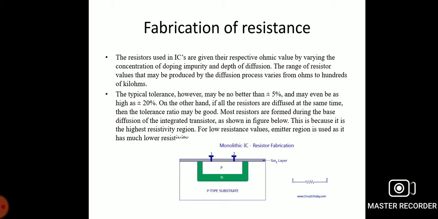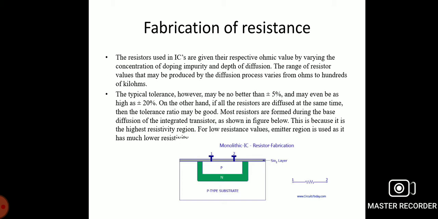The sheet resistances of the base and emitter diffusions are 200 ohms per square and 2.2 ohms per square respectively. For example, an emitter diffused strip of 2 wide and 20 long will offer a resistance of 22 ohms. For higher values of resistance, the diffusion region can be formed in a zigzag fashion, resulting in a large effective length. The polysilicon layer can be used for resistance realization.